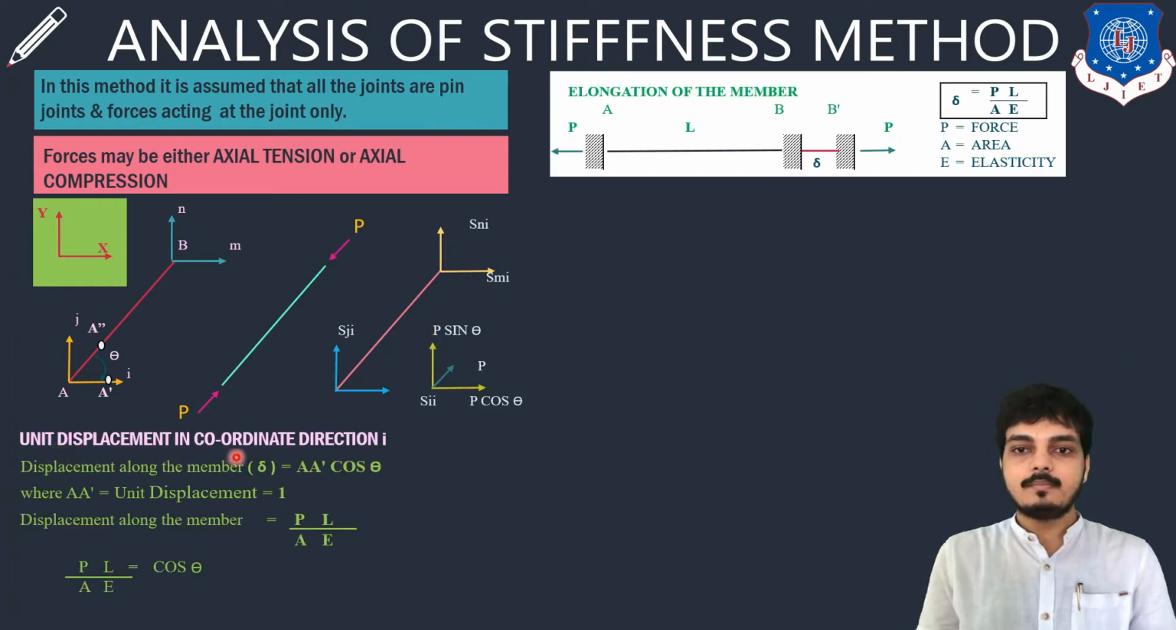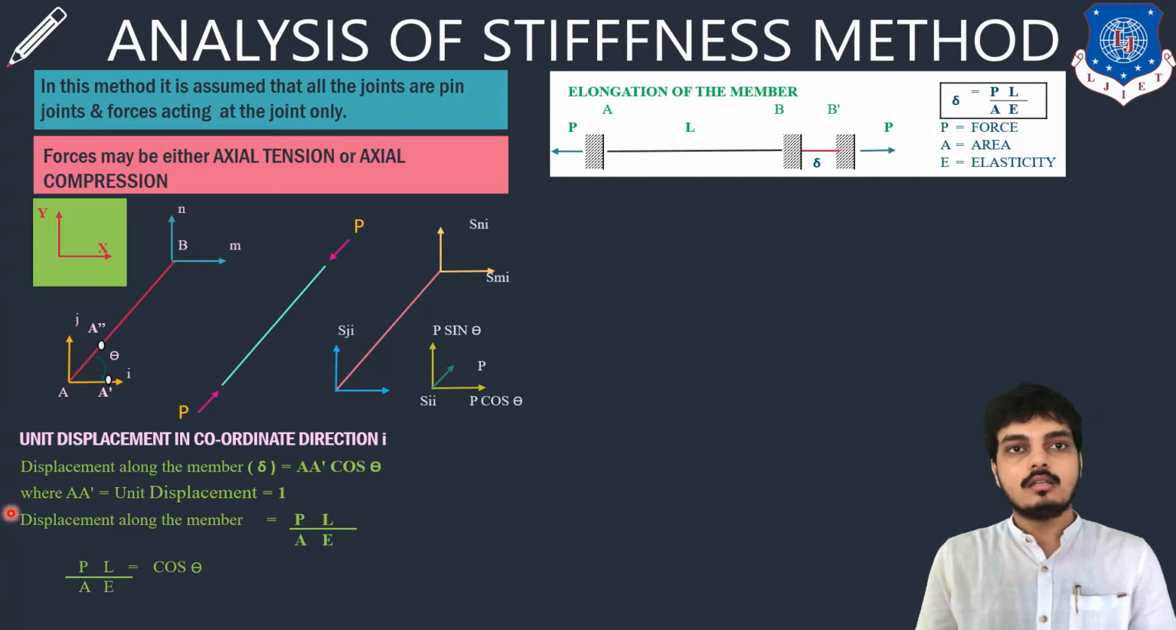Now, unit displacement in coordinate direction i. Right now we are considering i direction. So, you can see that A position has been shifted to A dash. So, displacement along the member, it has been taken as delta. It is nothing but AA dash cos theta. So, this displacement is considered as AA dash cos theta, where AA dash has been assumed as unit.